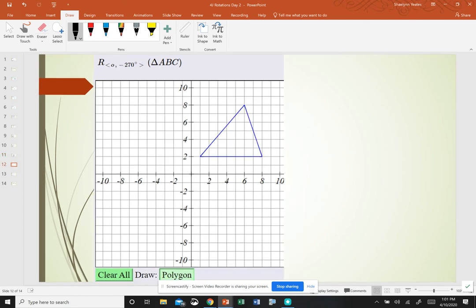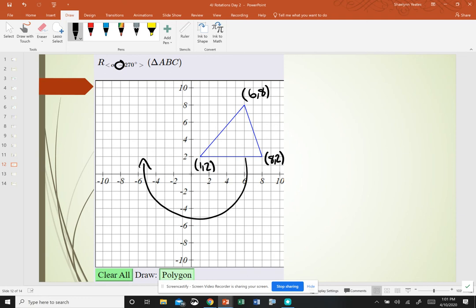We got this, guys. All right, we're going to rotate this negative 270 degrees. So we're going to rotate it this way now. All right, so this is now the point 1, 2. This is the point 6, 8. And this is the point 8, 2. Okay, I'm going to rotate it. So that way is now where that spot used to be.